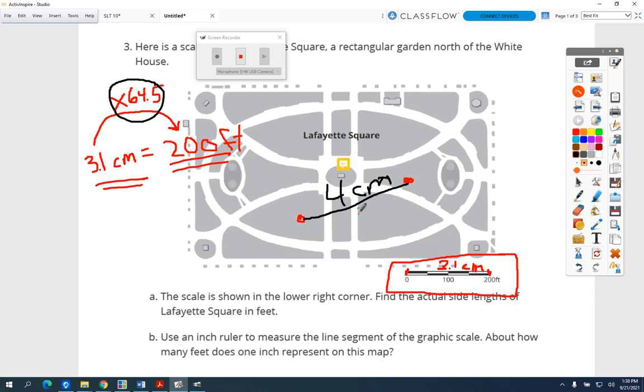So that means in real life, from that point to that point, even though it's 4 centimeters on a map, it's 258, and don't forget to label it, it's in feet, because that's what it says. This map's in feet.